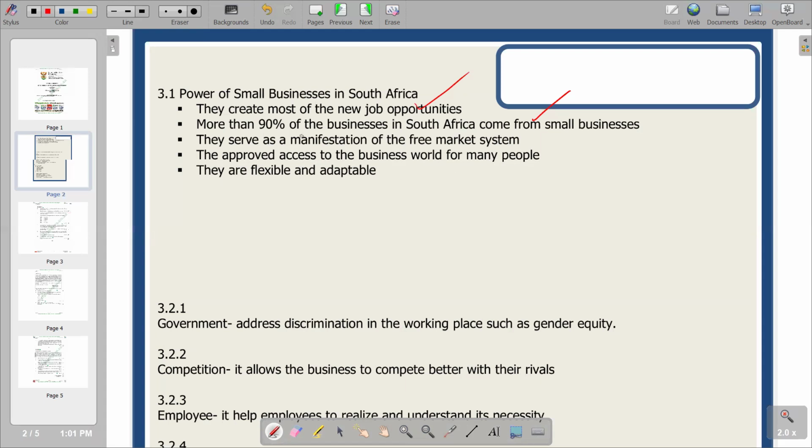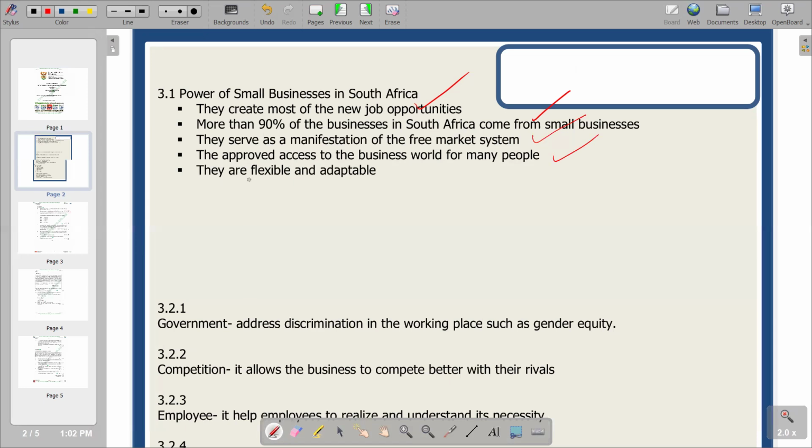We also have a third point, saying they serve as a manifestation of the free market system. So they facilitate the existence of the free market system in the economy. Remember, the free market system also has its own benefits in the economy. So we also have the next point, saying improved access to the business world for many people. So they give a privilege for some people to venture into businesses, which is the point that we have here.